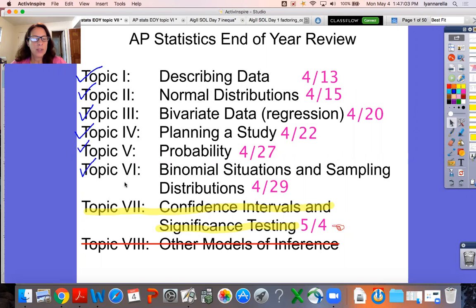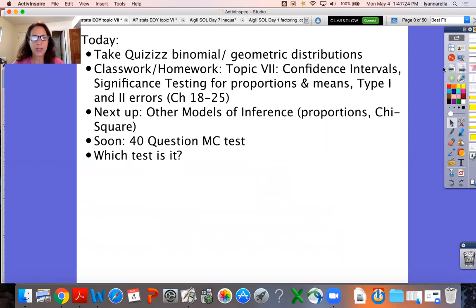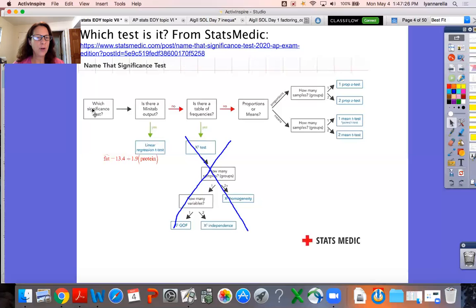So this is where we are. We've done the first 6 topics, and we're not doing the 8th topic because that has to do with chi-square testing and inference for slope, and they have thrown those 2 sections out. So let me show you. Somebody had a really cool graphic that shows how you figure out what you're doing.